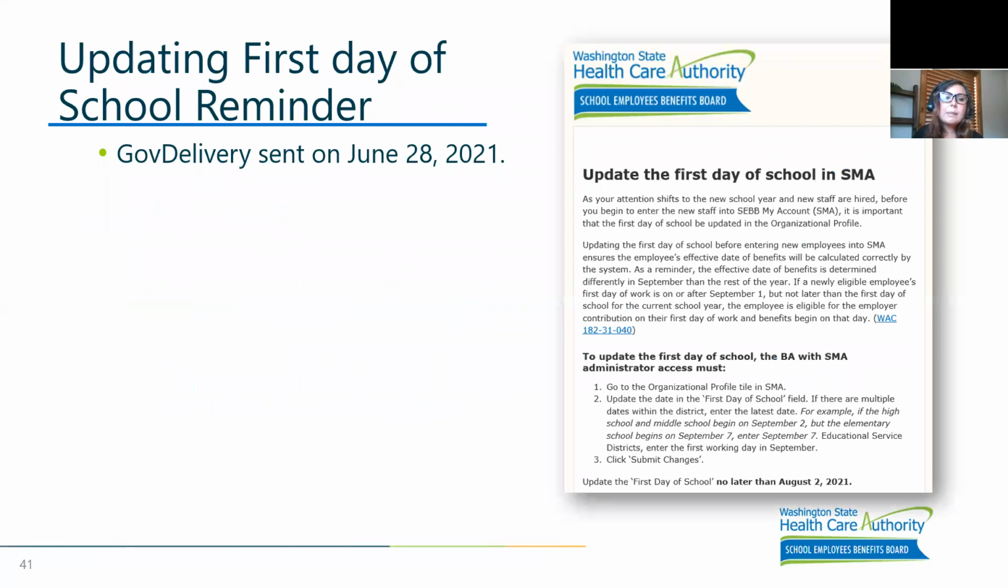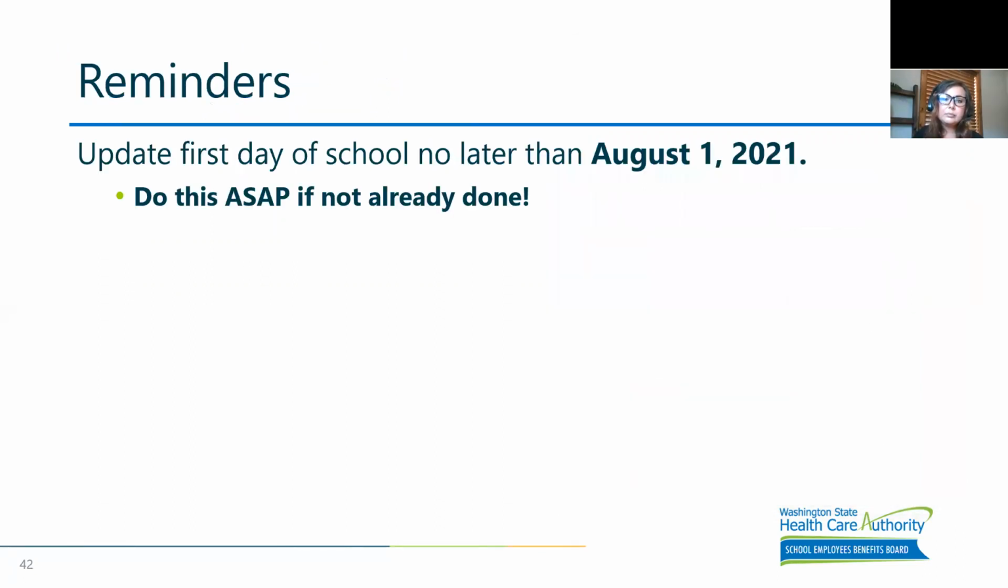All right, so let's talk about updating the first day of school. So there was a reminder GovDelivery that went out on June 28th. And it was just reminding you that that first day of school needs to be updated. Now, the first day of school should have already been updated. We were asking BAs to update that by August 1st. If you have not already done so, please do this as soon as possible.